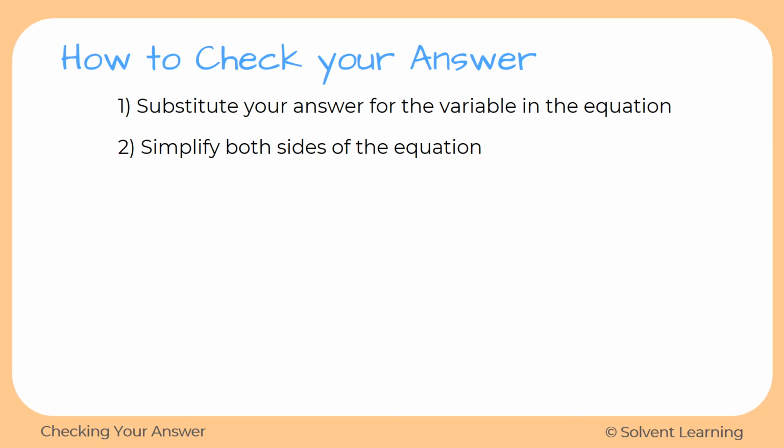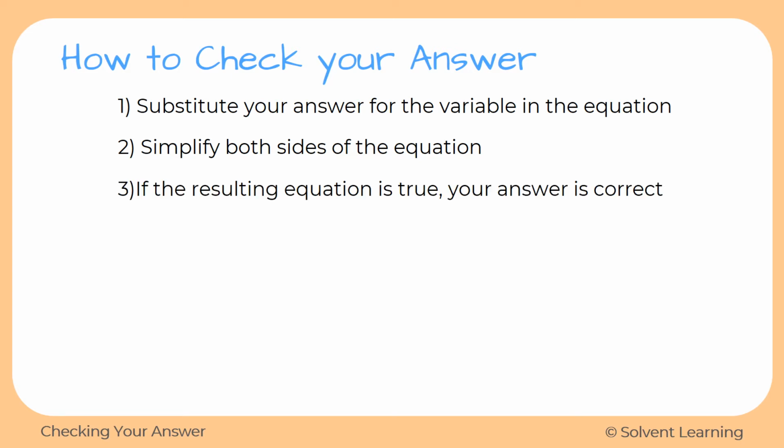Now once you substitute your answer for the variable, you want to simplify both sides of the equation. So that means that whatever addition, multiplication, or any other operations need to be done, you just go ahead and do those to simplify both sides. And then if the resulting equation that you get after both sides are simplified is a true equation, then that tells you that your answer is correct.